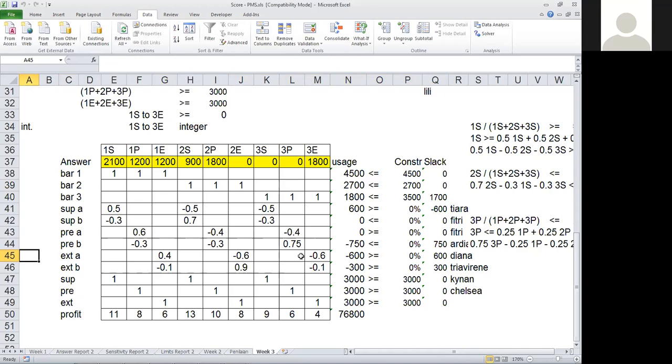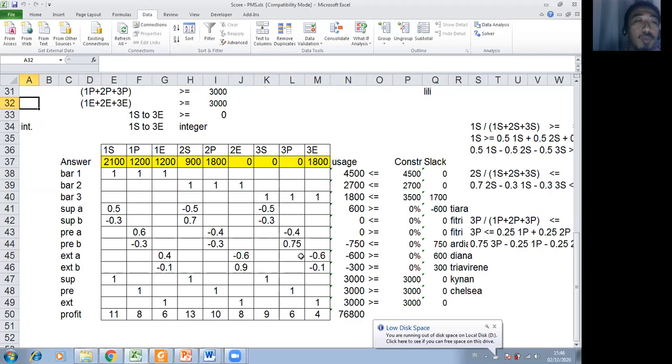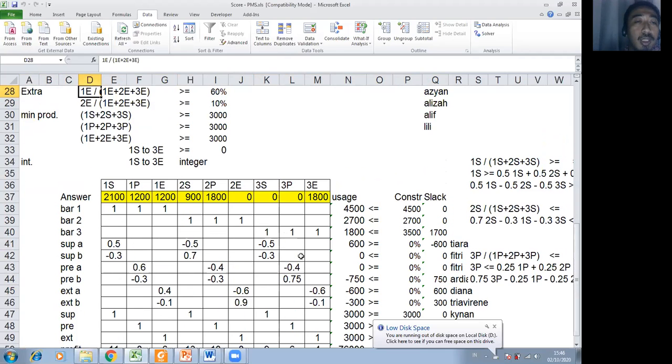But any question related to this one? Sir, so does this extra A mean there is some mistake, or what is the story, sir? Yes, we cannot fulfill the constraint here. As we can see, the requirement is that this number should be more than or equal 0. But based on this, we cannot fulfill the composition here. The composition that the 1E should be more than or equal 60%. We cannot fulfill that.